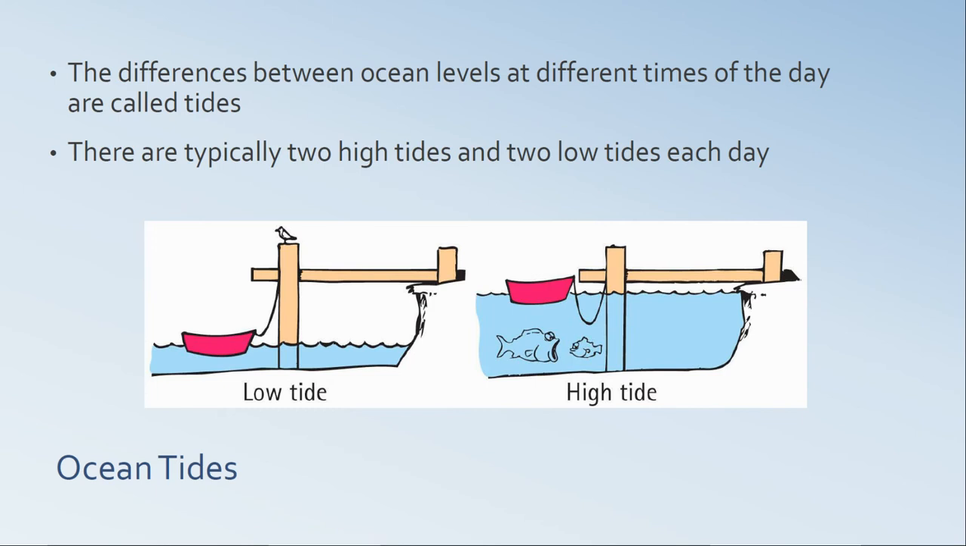And then if you come out maybe 12 hours later or so, you'll see, wow, now it's high tide. Now there's a lot of water. You can't see the bottom, and the boat is floating up near the pier. And most places that have ocean tides typically have two high tides and two low tides per day.